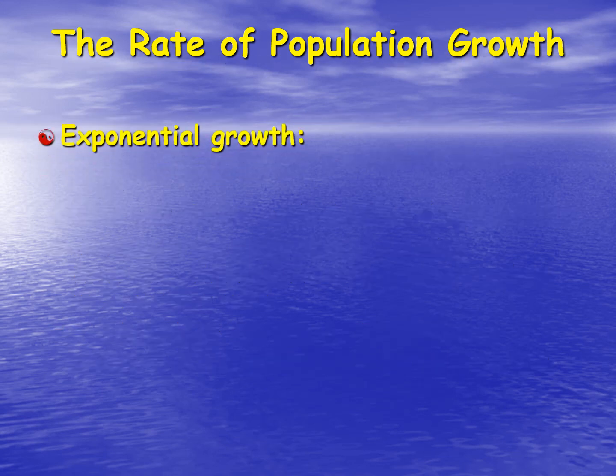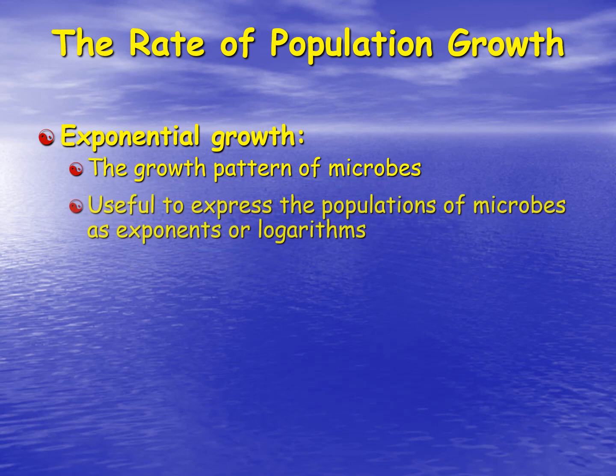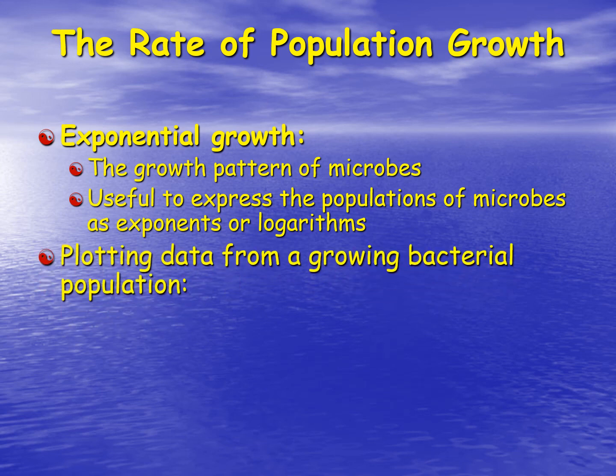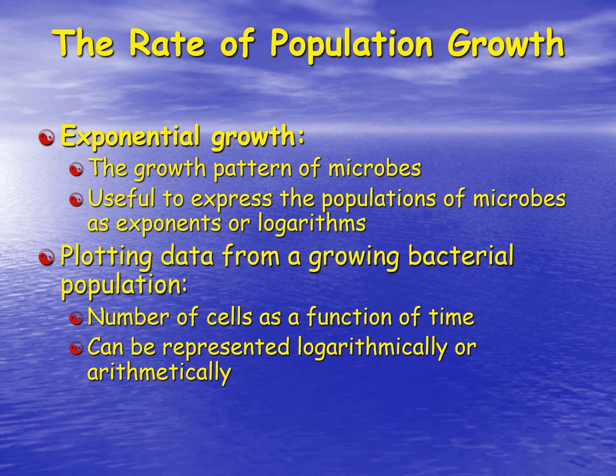Now, microbes grow exponentially. So the growth pattern of most microbes is going to be useful in expressing the population of microbes as exponents or logarithms. Plotting the data from a growing bacterial cell population, the number of cells is going to be plotted as a function of time. And this can be represented logarithmically, which will be a straight line, or by the pure raw numbers, and this will actually be a curve.